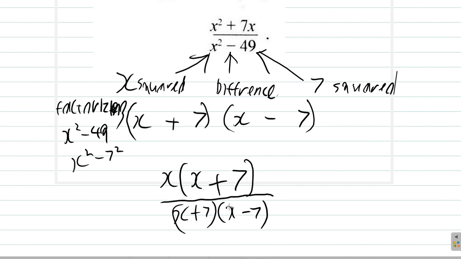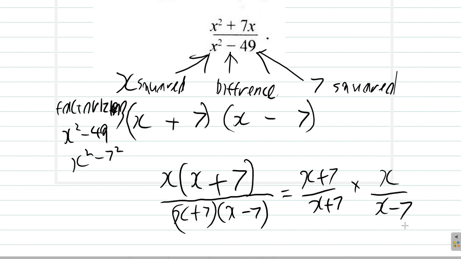What do you see happening here? The x plus 7 cancels the x plus 7, you know? Because you can write it as x plus 7 over x plus 7 times x over x minus 7. Same thing. Then cancel. x plus 7 over x plus 7 is 1. So the only thing you have left is x over x minus 7. So the answer, when you simplify it, is x over x minus 7. You see that? Alright.